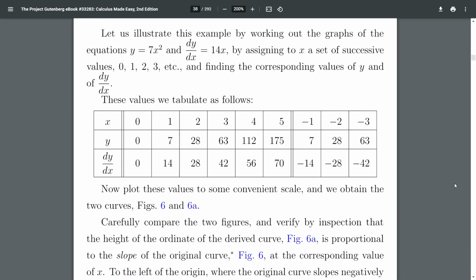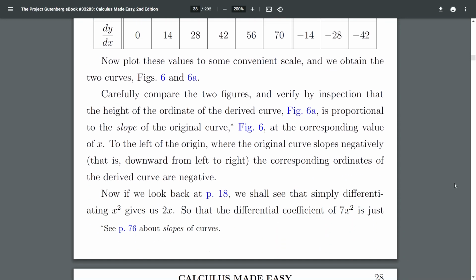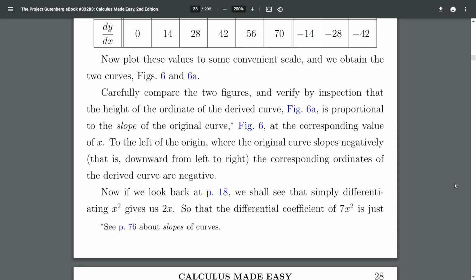Let us illustrate this example by working out the graphs of the equations y is equal to 7x squared and dy by dx is equal to 14x. By assigning to x a set of successive values 0, 1, 2, 3, etc., and finding the corresponding values of y and of dy by dx, these values we tabulate as follows. Now plot these values to some convenient scale, and we obtain the two curves in Figure 6 and 6a.